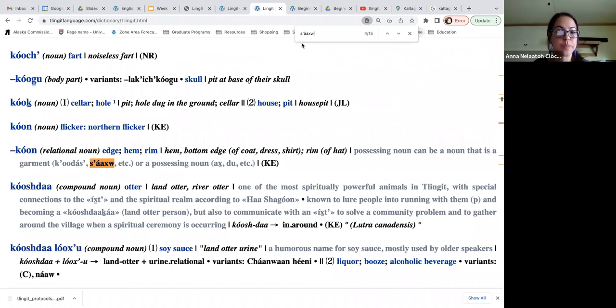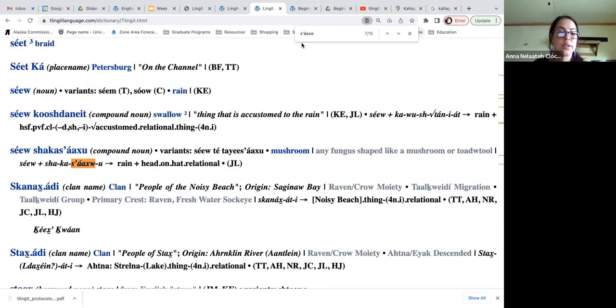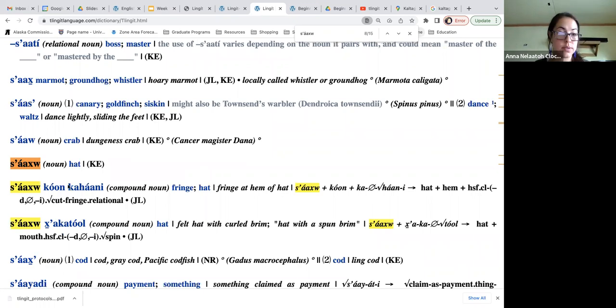Okay. Hat or cap. Oh, cool. There's a word for the sukpyak and unang hats. And we're getting close. We're in the S's. But I just like to look at all the meanings along the way when I search for a word. Okay, so here's a word for just hat in general.